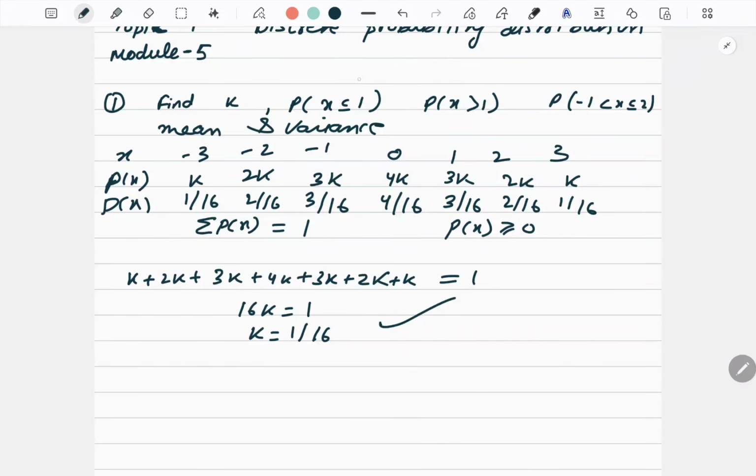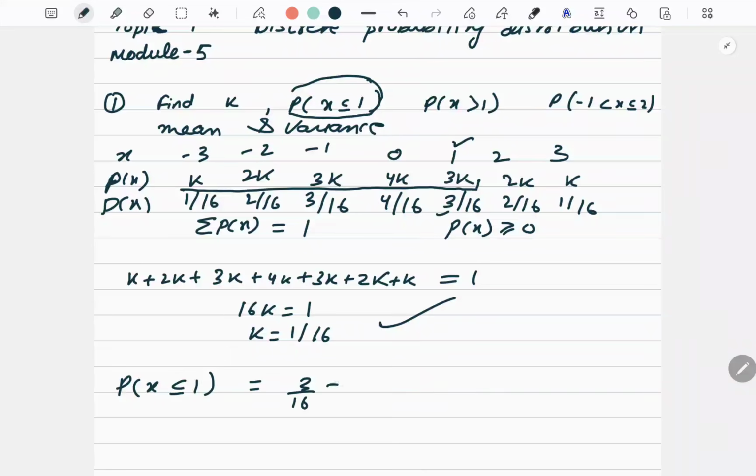Now what is the second question? First question is done. Now the second question is, find probability for x is less than or equal to 1. Search where is x. So this is x, this is x is equal to 1. They are saying less than and equal to, means from here till here I have to add the probabilities. So probability for x less than or equal to 1, I will start from 3 by 16. So 3 by 16 plus 4 by 16 plus 3 by 16 plus 2 by 16 plus 1 by 16. So how much? 7, 8, 9, 10, 11, 12, 13. So 13 by 16 is the answer for the first one.